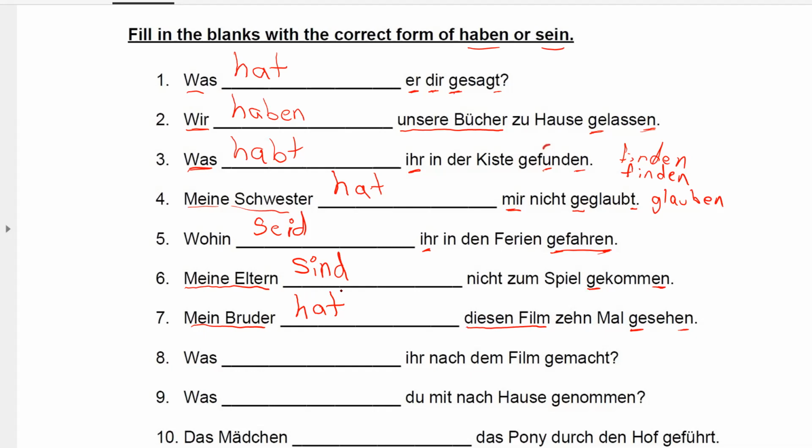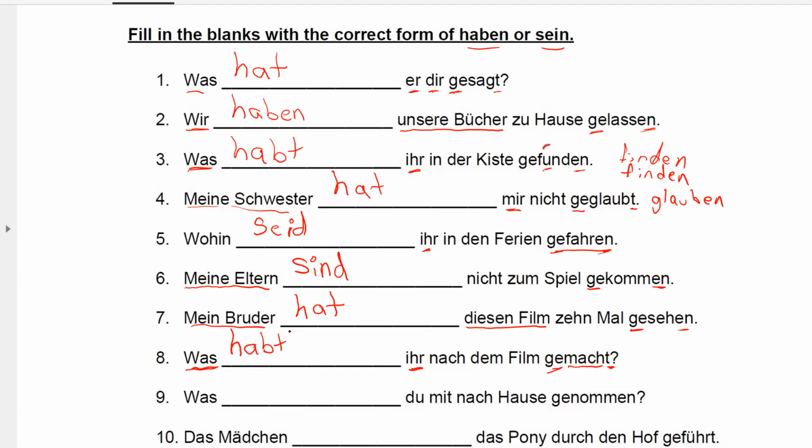In Nummer 8, we have another regular verb. This means we have a GE in front and a T at the end with a normal stem in the middle. So that is gemacht. It's the past participle of machen. And we look at the verb, the form that we need. We need the ihr form. Machen is obviously a transitive verb, and just for proof, we have here was as our direct object. So we have the ihr form of the verb haben, habt. Was habt ihr nach dem Film gemacht? What did you do after the film?